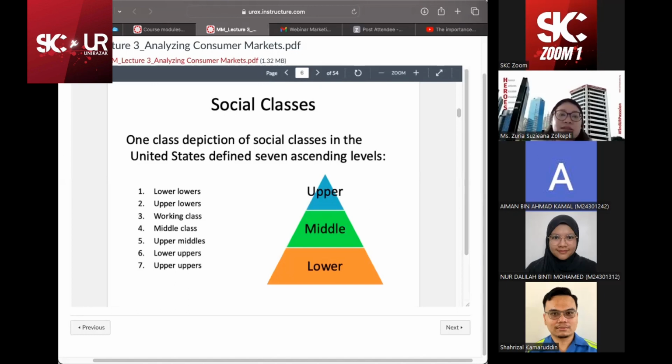In the United States, they have 7 ascending levels, and here we have 3. So the product, service, and experience that B40 requires may not be similar to T20. T20 want to experience different things compared to B40. Every time I talk about social class and behavior, I remember Hunger Games, right? Do you know why? Because it's a totally different league for them.